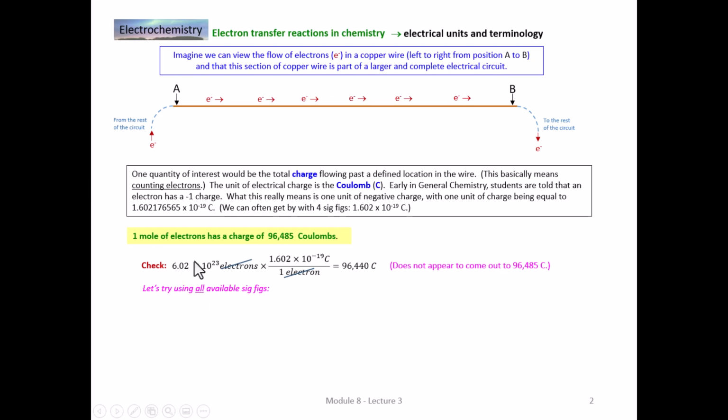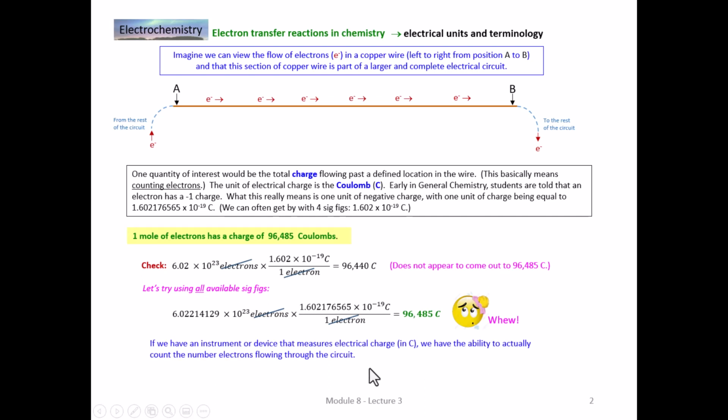Well, we can do a little better if we use all available significant figures. Avogadro's number, the version we normally use, does not include all the known significant figures for a mole, and we were certainly not using all the significant figures for the unit of charge. So when we do that, we actually do come out to 96,485 coulombs.